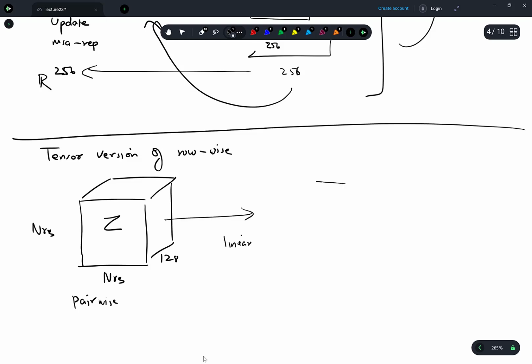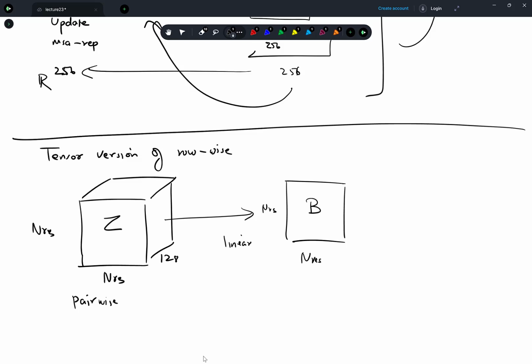I'm going to call this matrix B. They correspond exactly to the lowercase terms. So this matrix is just nres by nres by 1, if you want, just a scalar. So I'm going from 128 dimensions to 1 dimension. So this is the bias matrix. Okay, so that's all you do here.